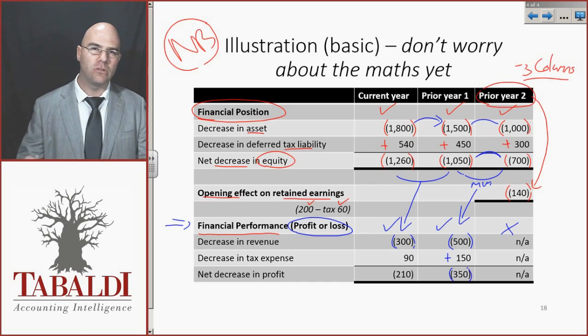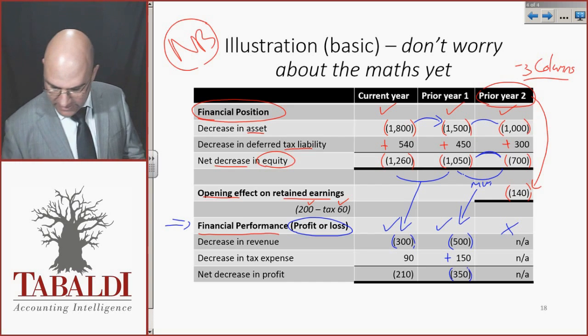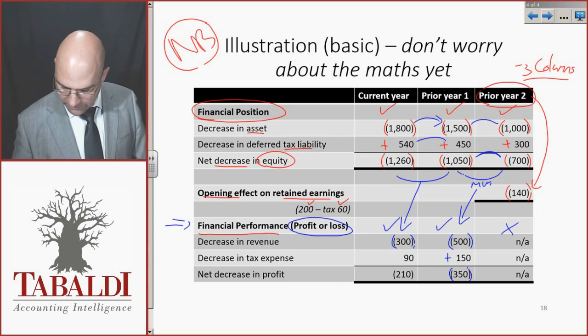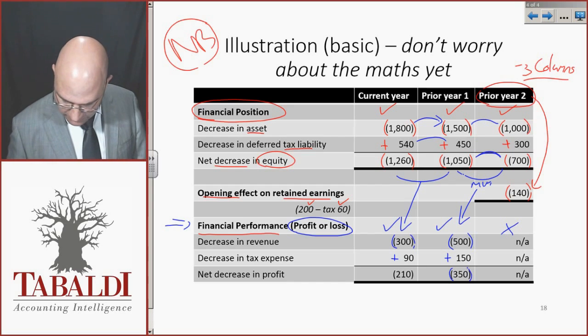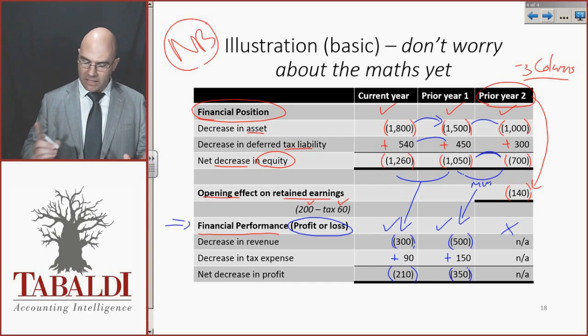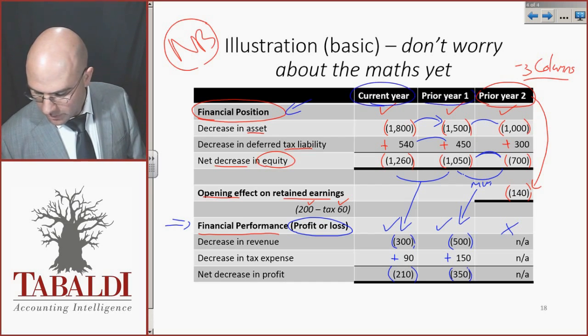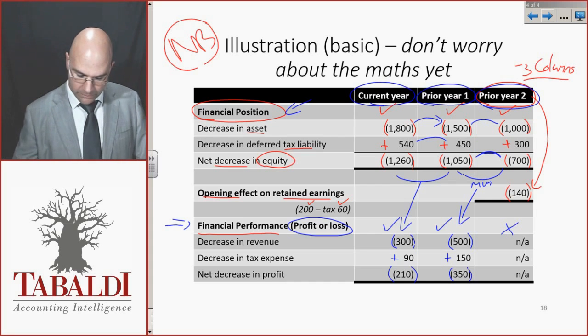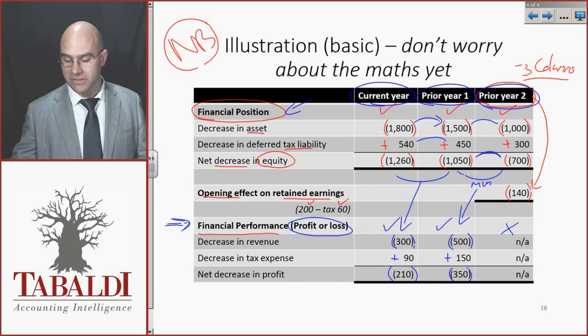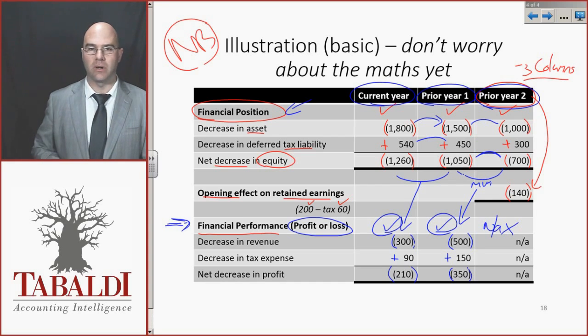Don't worry about the maths and the journals and the debits and credits yet. Later on, we'll do some journals and workings with you. The tax effect, the 540 and the 450, increases profit, decreases tax. Overall, a net decrease in profit of 210. What I need you to realize, statements of financial position, current year, 1 prior year, 2 prior years. For financial performance, profit and loss, other comprehensive income, current year, prior year. Not applicable for the second prior year.